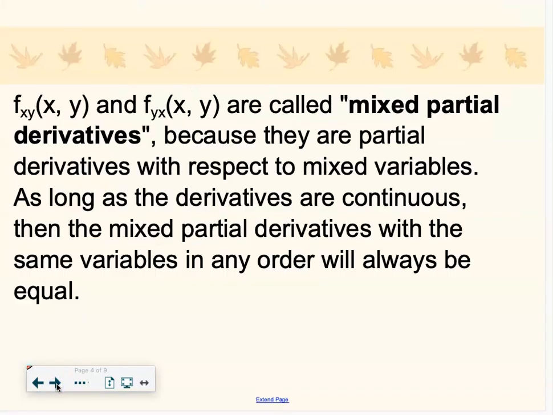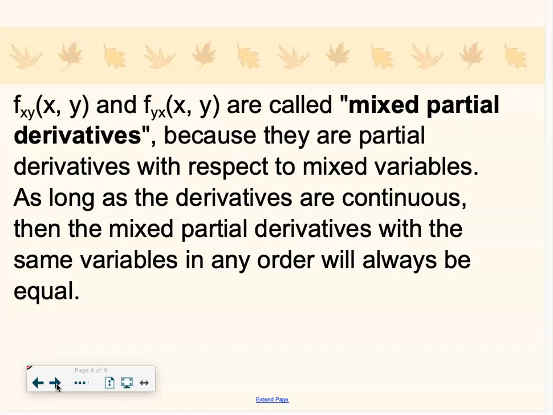All right. So f sub xy and f sub yx are called mixed partials. They are partial derivatives with respect to mixed variables. And so here's what I wrote, this is what I've been kind of saying. As long as the derivatives are continuous, the mixed partials are going to be the same. If the derivatives aren't continuous, you can have different mixed partials. But as long as the derivatives are continuous, then your mixed partials will be the same.